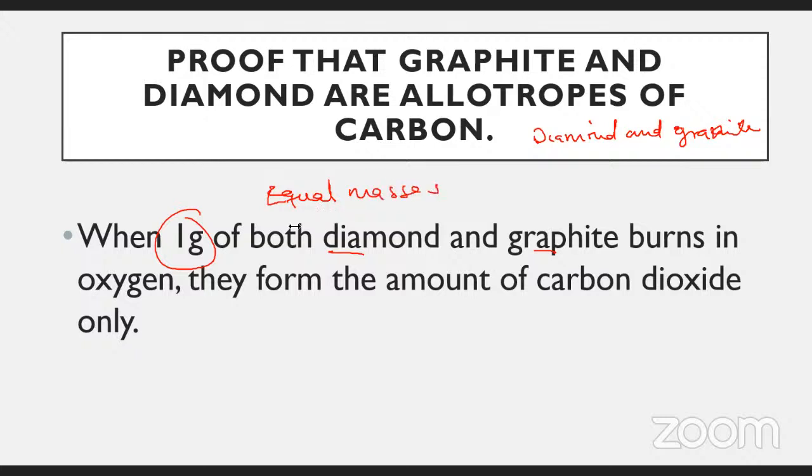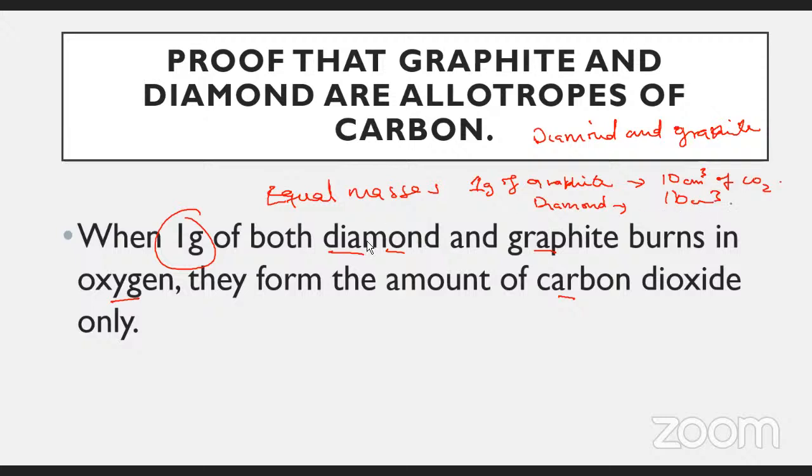We shall get equal masses of diamond and graphite. Then we burn them in oxygen. When we do so, we shall form carbon dioxide. In other words, if I burn 1 gram of graphite, let's say I get 10 cubic centimeters of carbon dioxide, I'm supposed to also get 10 cubic centimeters if I burn the same mass of diamond.